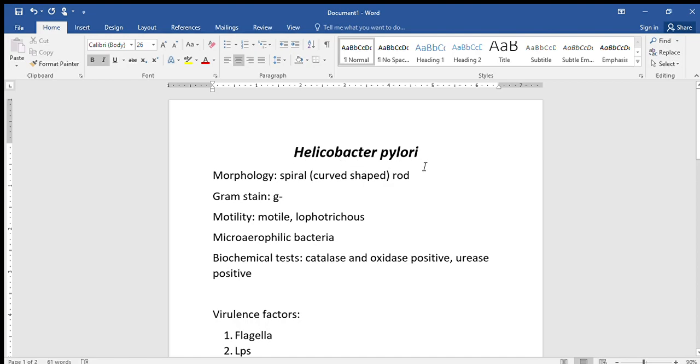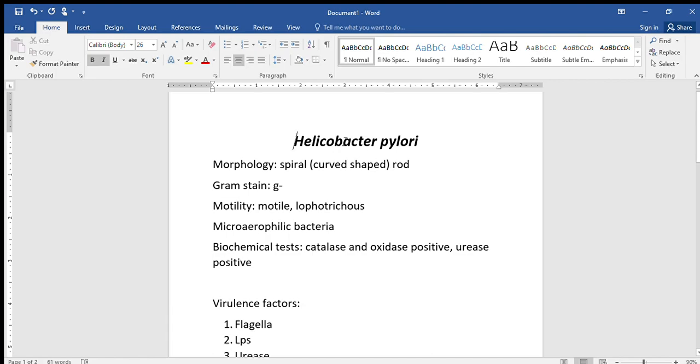From this name we can just imagine that helico means helical. We know about helical in physics, like a helical spring. So helico means it's a spiral. And bacter, from this you just remember bacilli, that means it is rod shaped. And pylori means it loves to live in the pyloric part of the stomach, especially in the pyloric antrum. From the name itself we can guess some of its general characteristics.